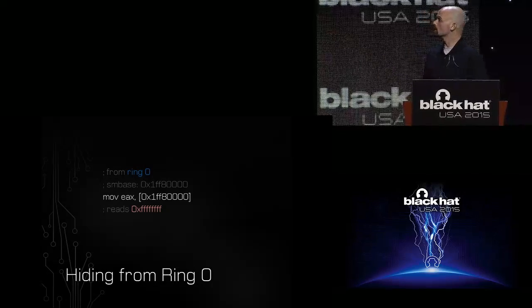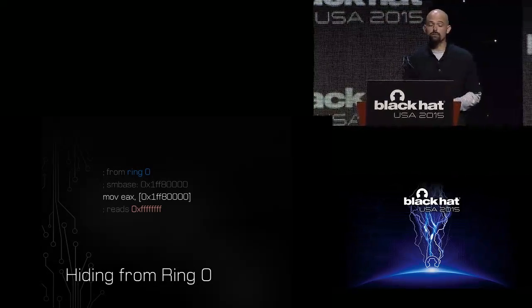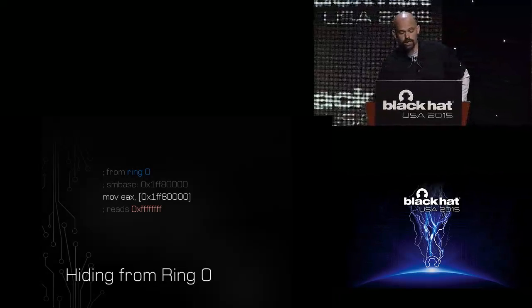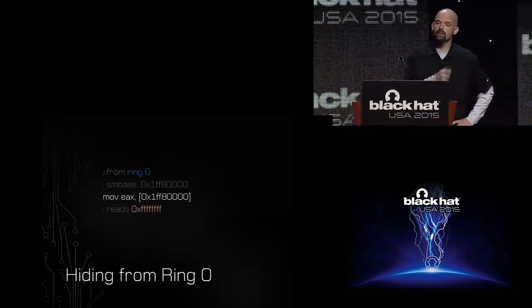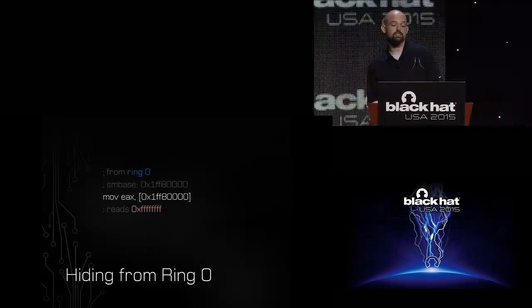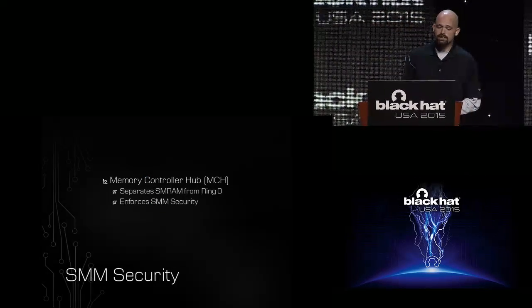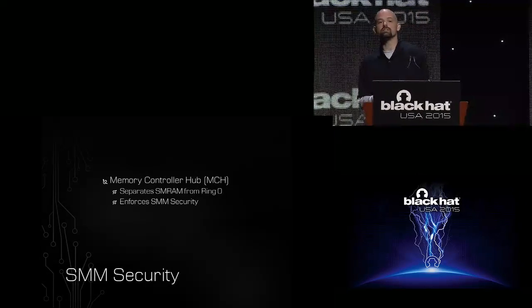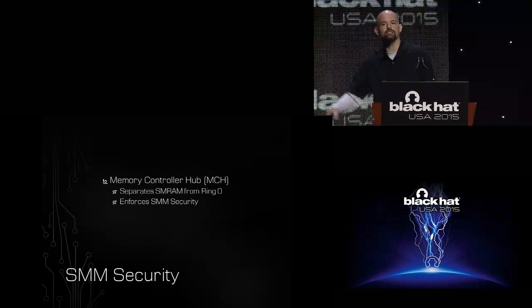So if you're sitting in ring 0 and you try to read from SMRAM, so on the specific system I was looking at, SMRAM started at 1FF.8 megabytes. If we try to read from that address from ring 0, we're just going to get a bunch of garbage, a bunch of Fs in this case. We can't actually see what's there. But how does that work? How is it possible that ring 0 can't see memory that's physically on the system?